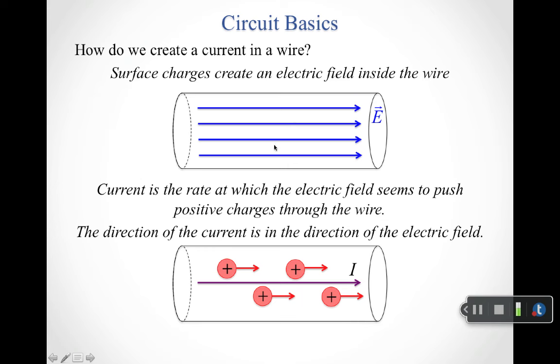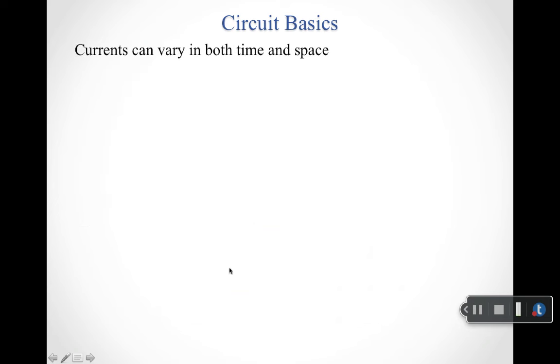So here's a situation where, again, we set up this electric field, right? The surface charges on our conductor, on our wire, set up this electric field, and that electric field seems to drive positive charges, in this case, in the same direction as the electric field. And that's the direction that we talk about the current flowing in. Right? Even though, again, we know that the electron current actually runs in the other direction. We're just going to ignore that detail.